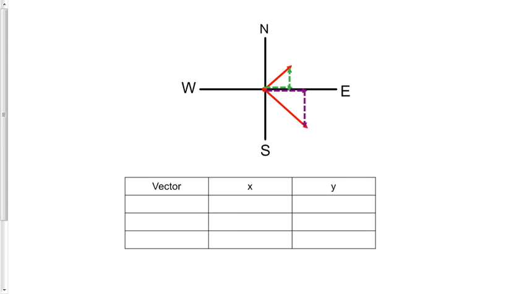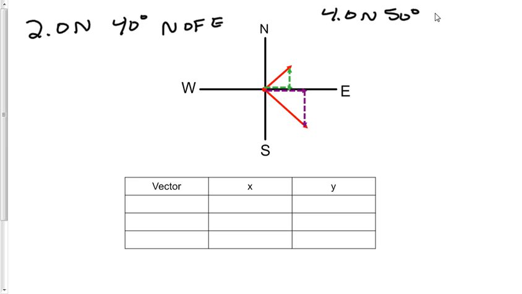Okay, now let's apply vector addition by the standard addition method, reminding ourselves what it means to have a vector placed in standard position. Let's add the two following force vectors. 2.0 newtons, 40 degrees north of east. The second vector, 4.0 newtons, 50 degrees south of east.